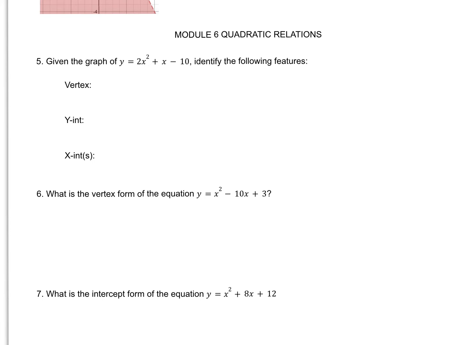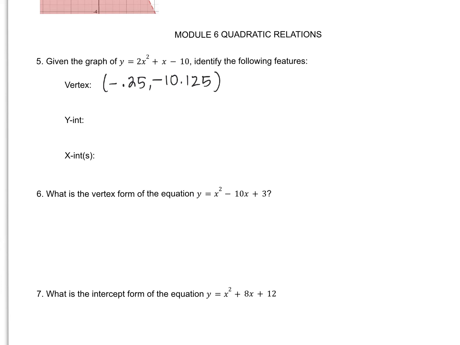The first thing I'm going to look for is the vertex. A vertex is the highest or lowest point on a graph, depending on which direction the parabola opens. Because this parabola opens up, I'm looking for the minimum point, which in this case happens to be at -0.25, comma, -10.125.